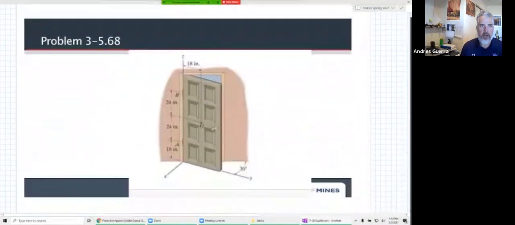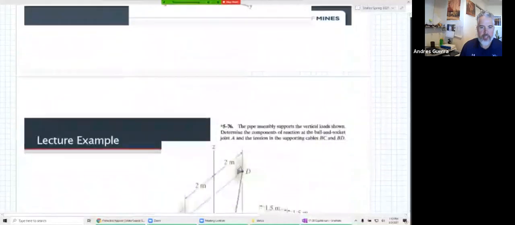Okay, and then our third problem is a door with these 2 hinges. There's a hinge at A, a hinge at B. They're asking us to find the reactions at those 2 hinges.